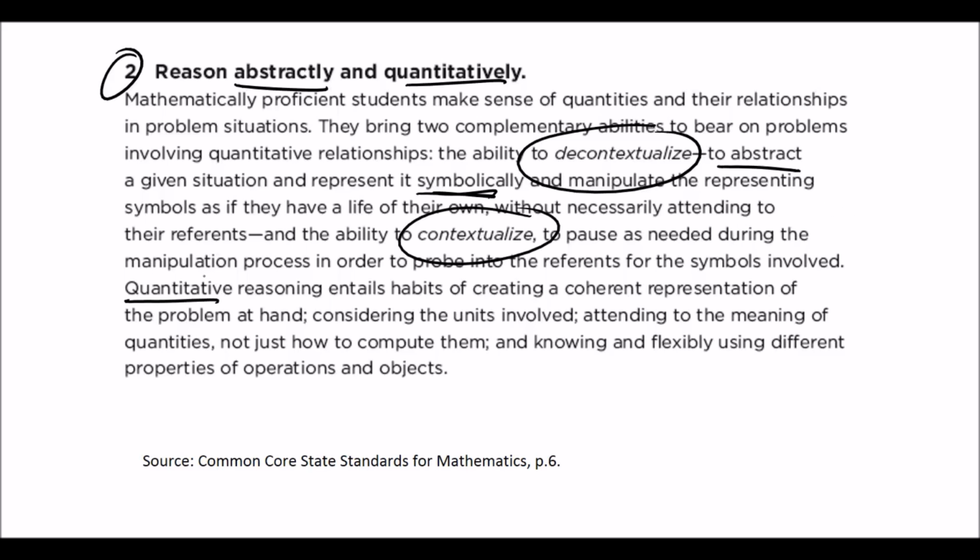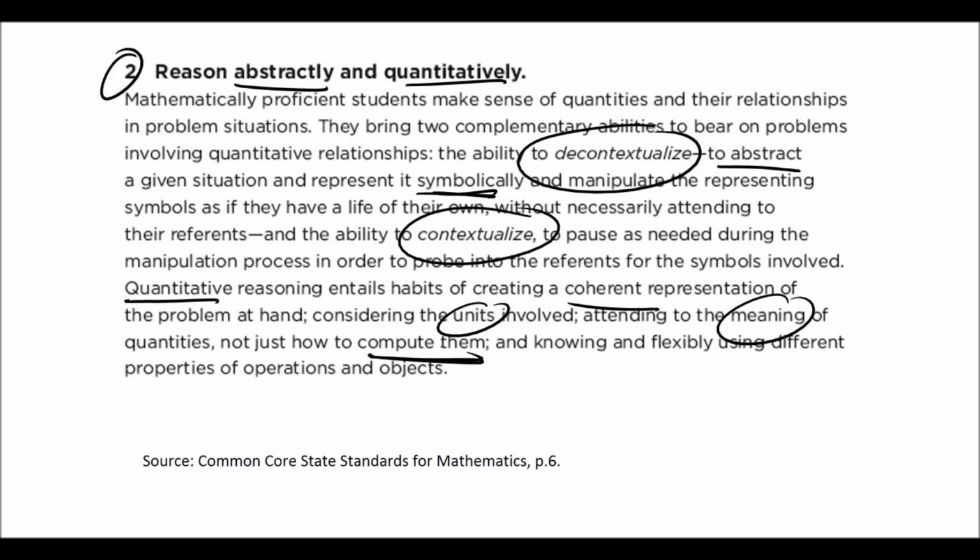I kind of like to think of it this way, that we have some task we want to deal with. I need to be able to take that task and turn it into the symbolic math and do the math accordingly. But I also need to be able to take the math that I do and apply it back into the situation. With the quantitative reasoning that the students are being asked to do in the Common Core is to create coherence. That is, they should think about the units that are involved. They should attend to the meanings that are involved and not just the computation itself.